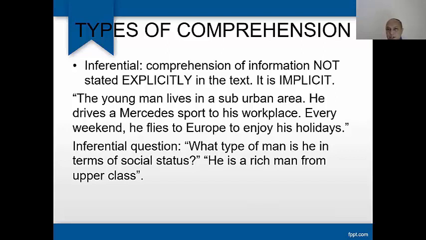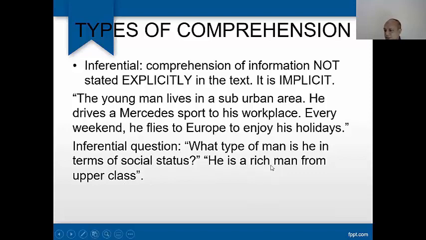A very skilled reader or a very skilled student would be able to infer from these sentences, the young man lives in a suburban area, and judging from the type of car that he drives every day, and also seeing that he flies to Europe to enjoy his holidays, which is a very pricey, very expensive habit. So based on those sentences, a skilled reader can infer the right answer. And the right answer is, he is a rich man from upper class.